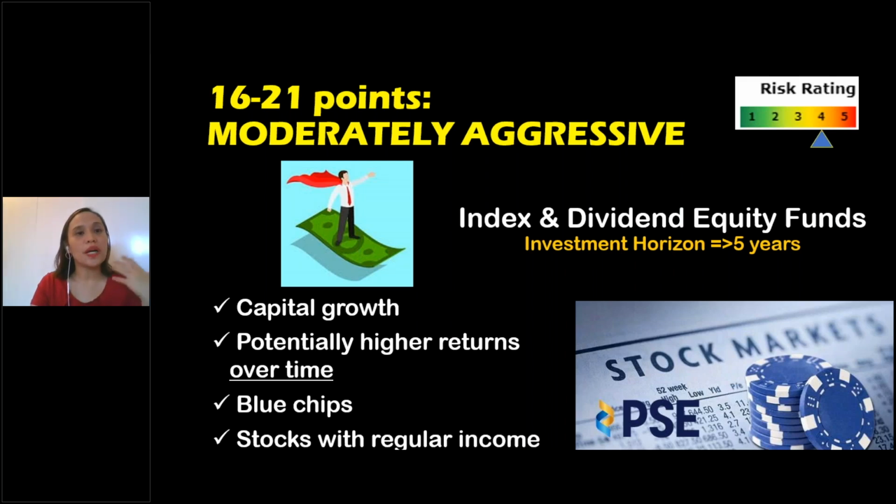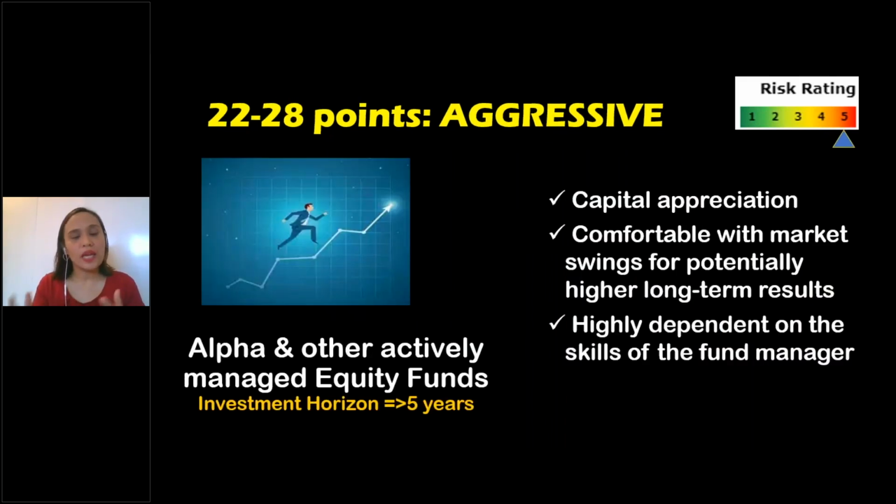Now, if your score is 22 to 28 points, you are an aggressive investor. So meaning to say, definitely ang investment horizon mo greater than 5 years and you are after the highest possible return over the long term. So you don't mind the ups and downs kasi alam mo na eventually magre-recover din siya.